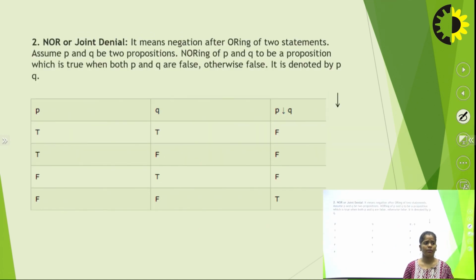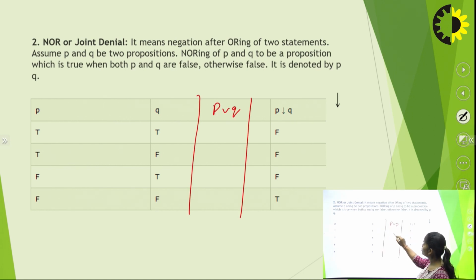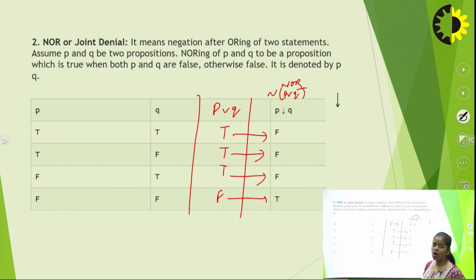Now come to the second operation, that is the NOR operation, and it is also known as joint denial. So basically here we are doing OR with NOT, meaning we first do the ORing of P or Q, like true, true, true and false. This is the OR operation. But for NOR, we are doing NOT of OR, which represents NOR, right? So NOR of both of these: true becomes false and false becomes true. So how will I get the table for NOR?